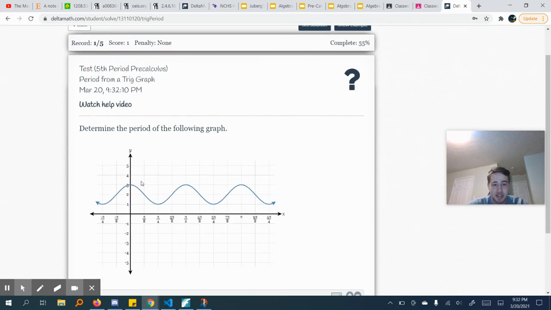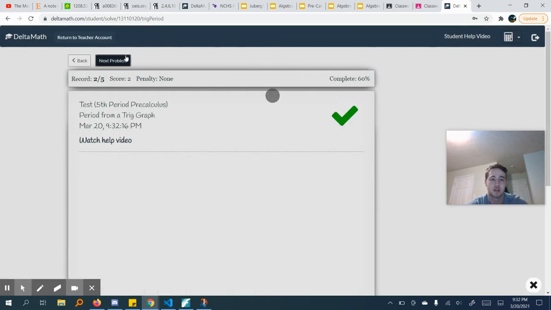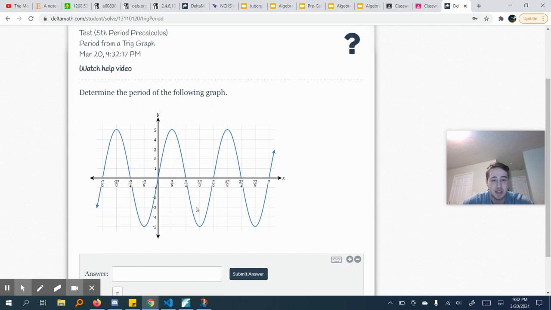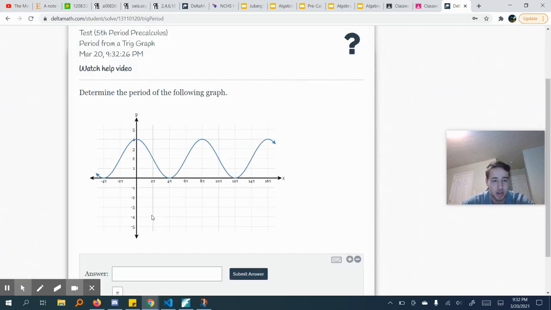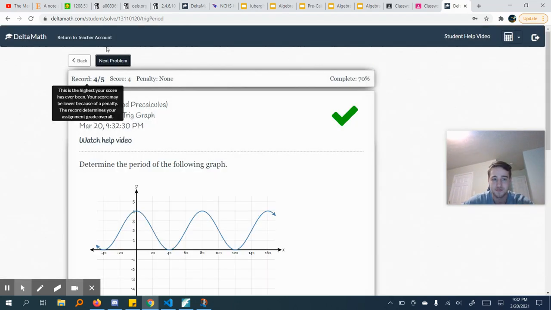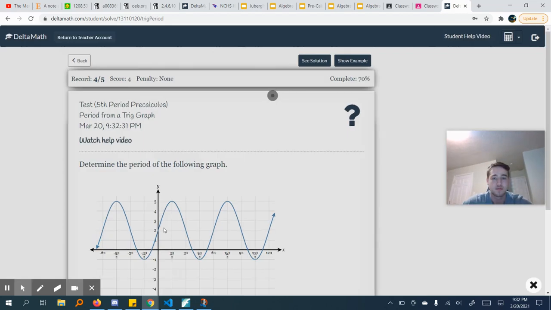Here, it's got a peak at 0 and a peak at pi over 2, so we're going to call it pi over 2. Here we have a peak at 5 pi over 8 and another one at pi over 8, so 4 pi over 8 is just pi over 2. Here we have 0 and 8 pi, so we're going to call it 8 pi. Here we have 3 pi over 2 and 15 pi over 2, so that's 6 pi.